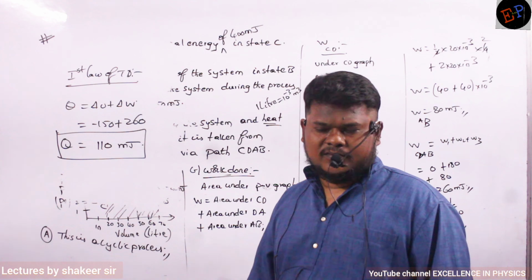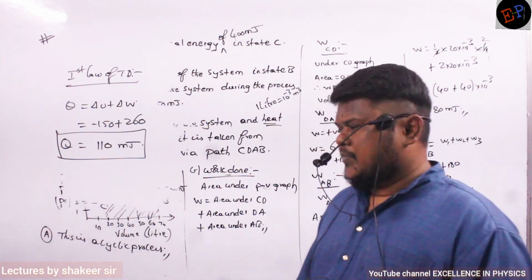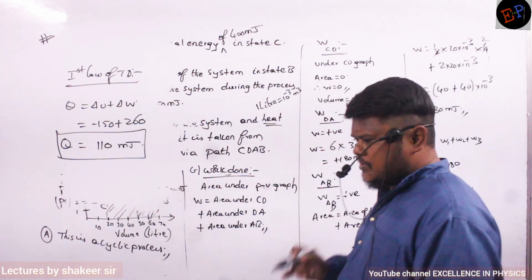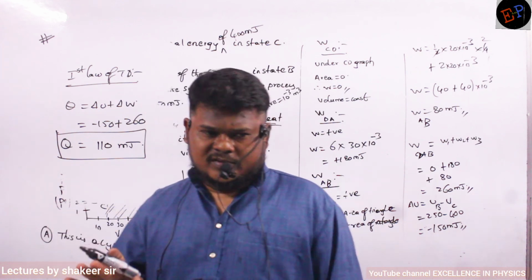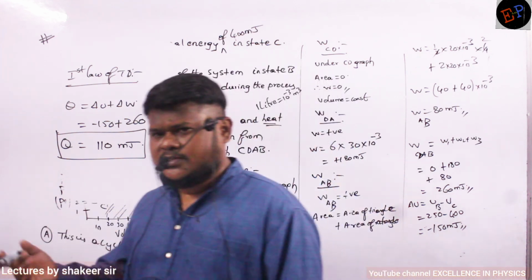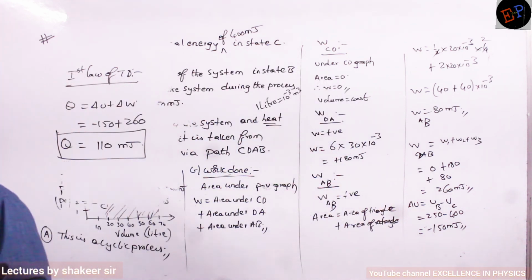This is how we have done the calculation. Have you understood? Very simple calculation. You should just understand the sign conventions carefully. If you understand the sign conventions, very easily you can do these calculations. Okay.